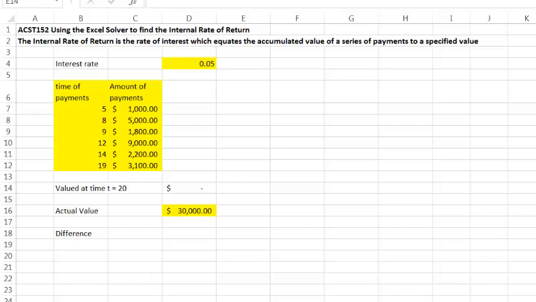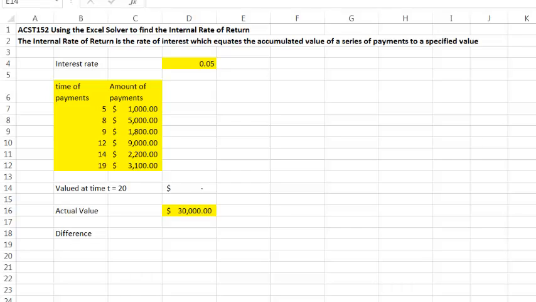The internal rate of return is financial jargon. It really means the rate of interest which equates the accumulated value of a series of payments to a specified value. So typically what happens is we've put certain amounts of money into an account over several years, and we know the account balance at the end is, say, a particular value, and we want to know what interest rate we earned on that account which produced that accumulated value.